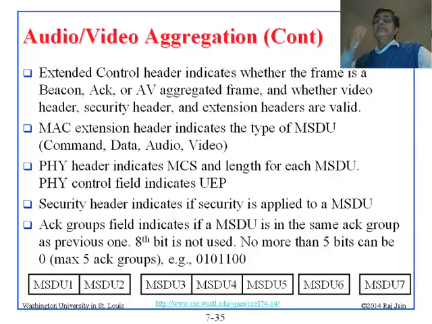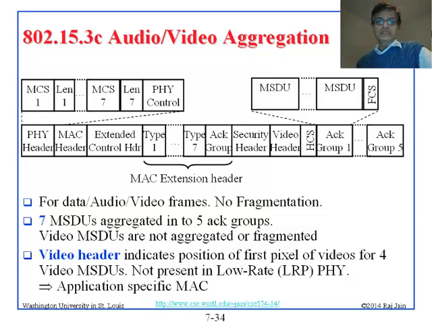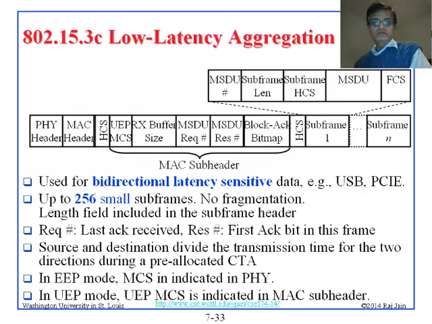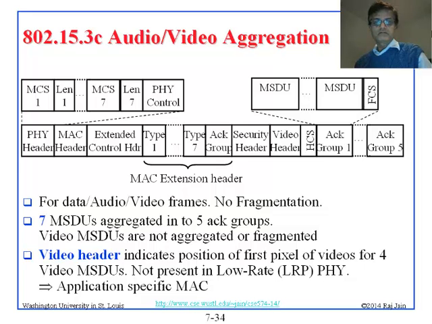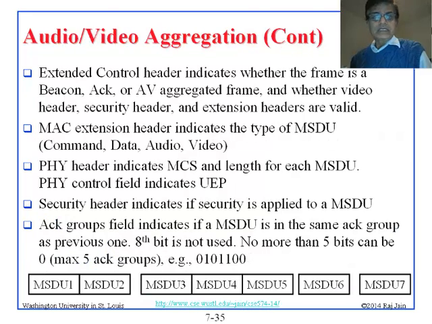So I am missing something here, which is why the AG group. But they have 7 MSDUs and 5 AG groups. And also I am missing one more thing, which is where the acknowledgement bits are. They might be in the control header, because we don't have the details of the control header here. All right, with those two things missing, we move on.